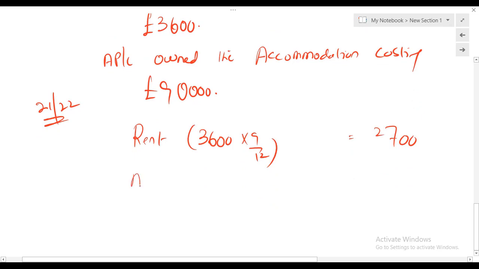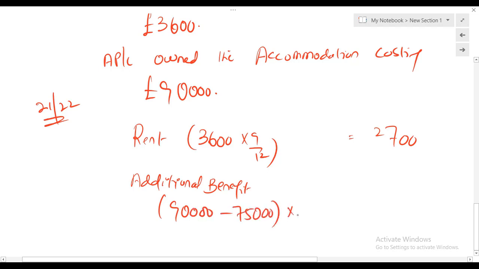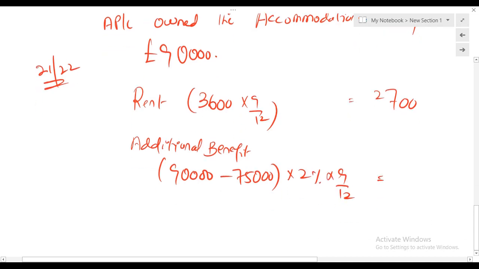Then I have to take the additional benefit as well. 90,000, you need to deduct 75,000 from this. Take 2%, 9 upon 12, because the accommodation was not given throughout the tax year. The reason is he has just joined the company during the tax year. Okay. So it is coming to 225. So here comes the taxable benefit: 2,925. That's simply great. So the taxable benefit is 2,925.